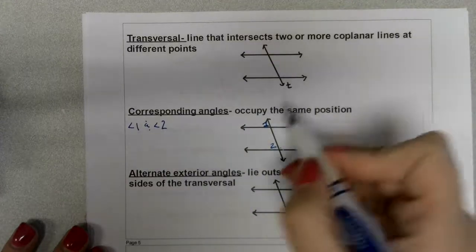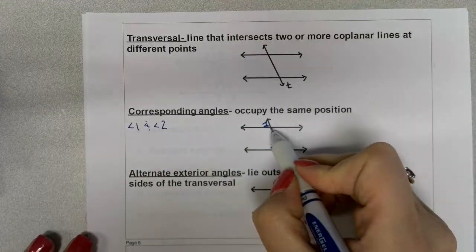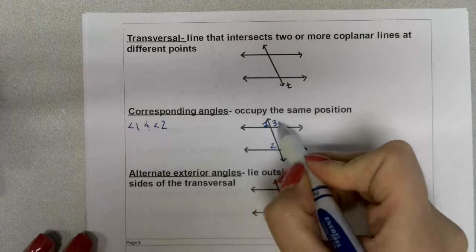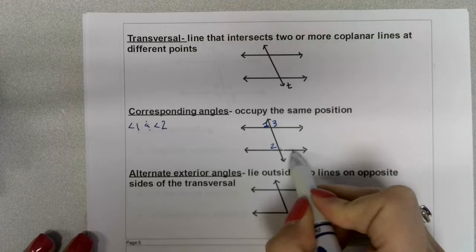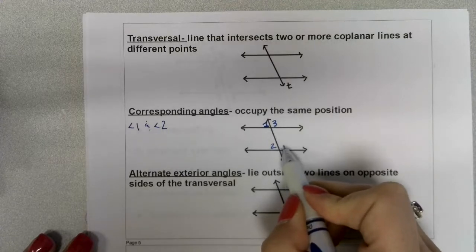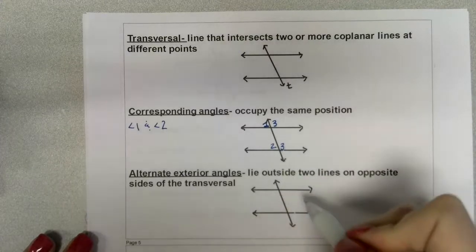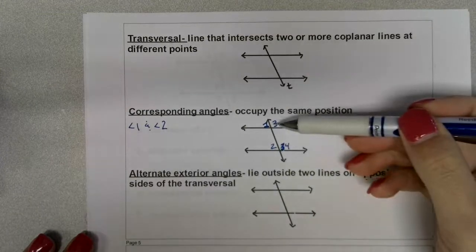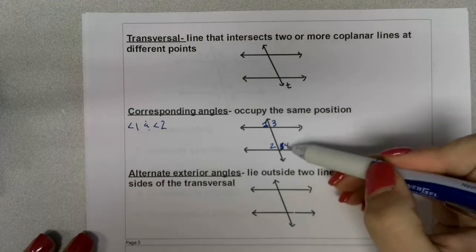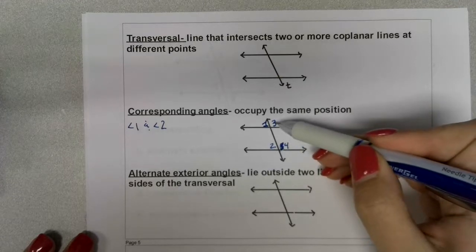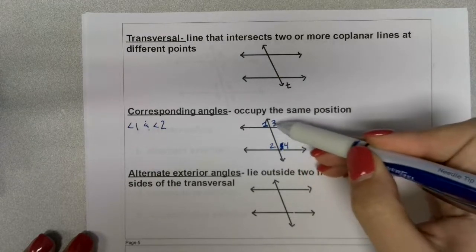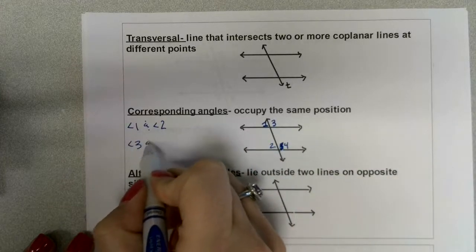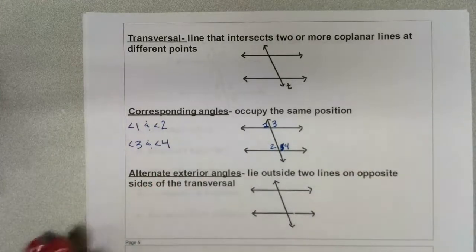Okay, we could do the same thing on the other side. If I'm looking above the line to the right, let's say I make that angle 3. When I move down to this line, above the line to the right, or sorry, let's not make that 3. We'll make this angle 4. So those are going to be corresponding. Okay, so those occupy the same position on the lines. This line to the right, this line to the right. So we'll say that angle 3 and angle 4 are corresponding.